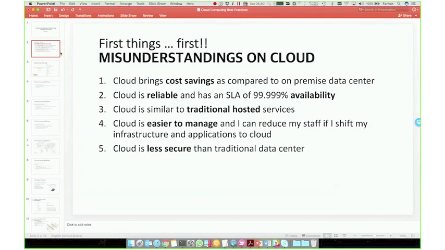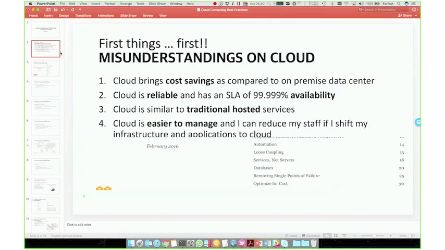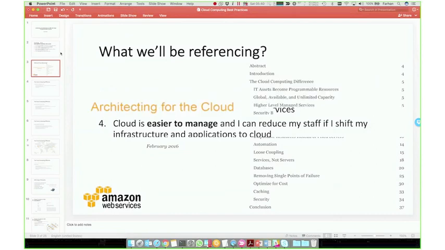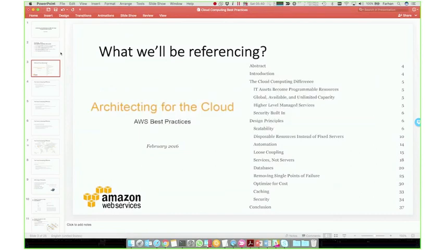So this is just an introduction to the misunderstandings on the cloud. Now we'll begin our architecture best practices. This is the white paper that we will be referencing, which has been shared before. So we'll be discussing architecting for the cloud, AWS best practices. And the whole presentation is based around the cloud computing difference and the design principles points.